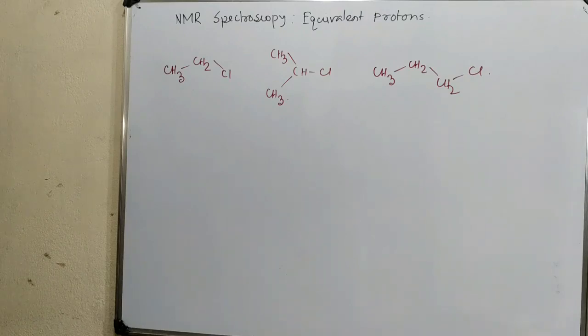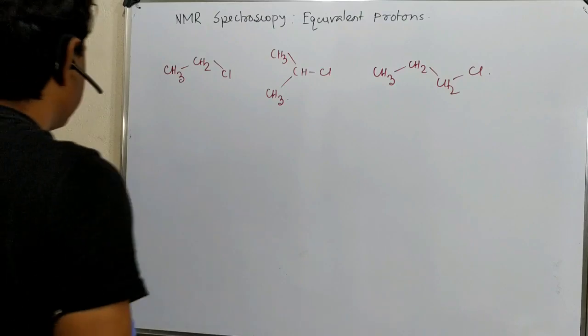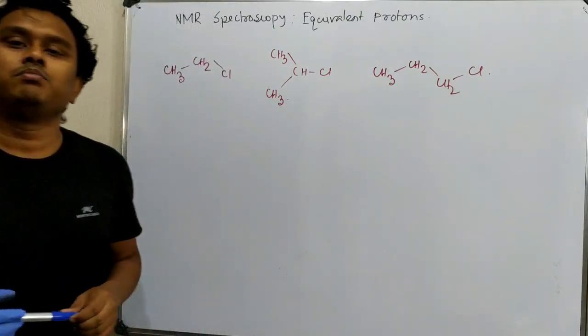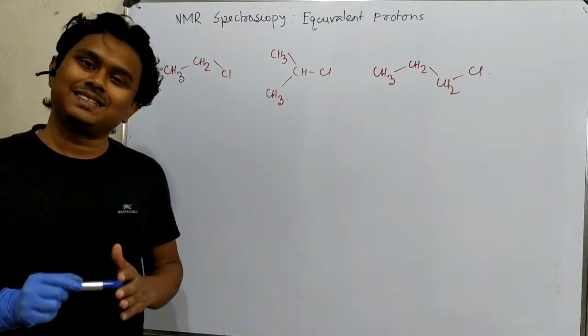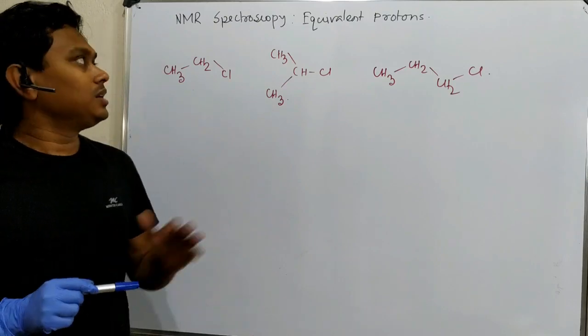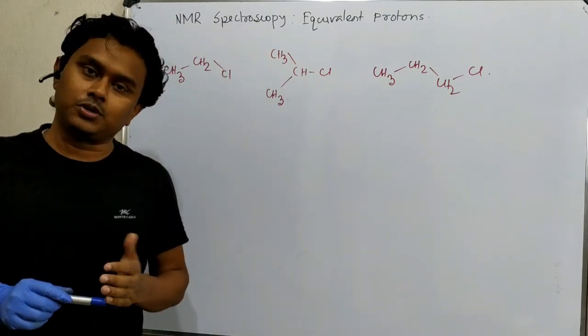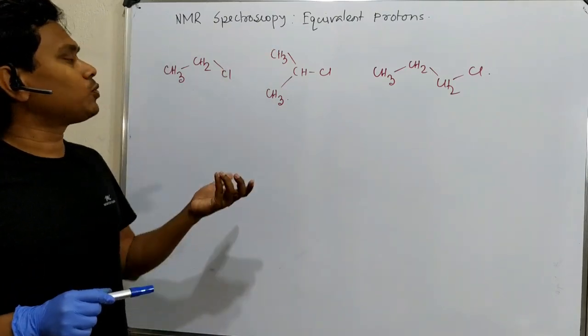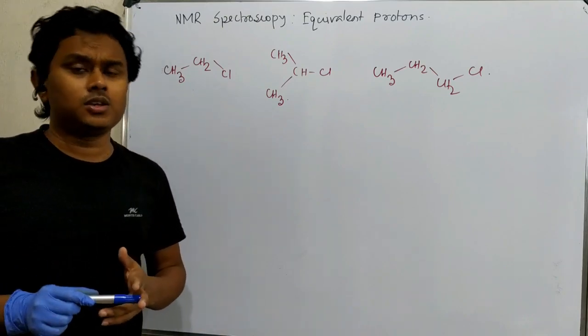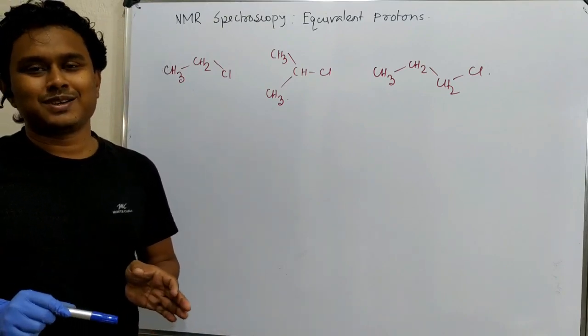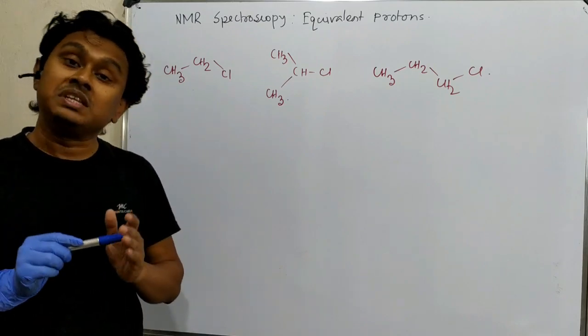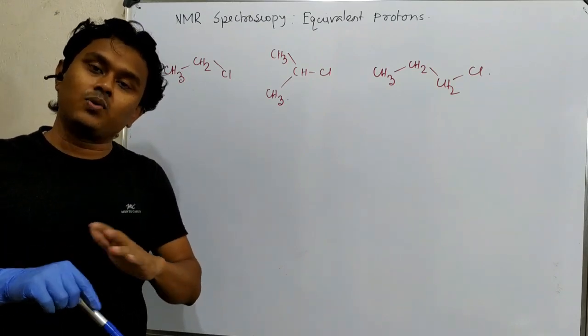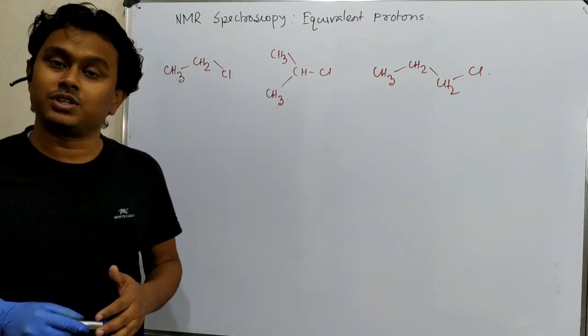So today we are going to learn a part of NMR spectroscopy, better to say nuclear magnetic resonance spectroscopy, that is equivalent or non-equivalent protons. Because this spectroscopic technique is very important to detect, better to say, the nucleus and its surrounding electronic environment.